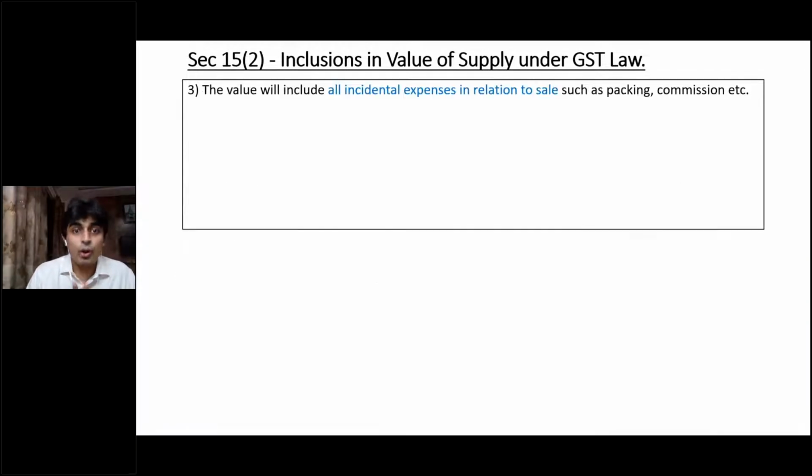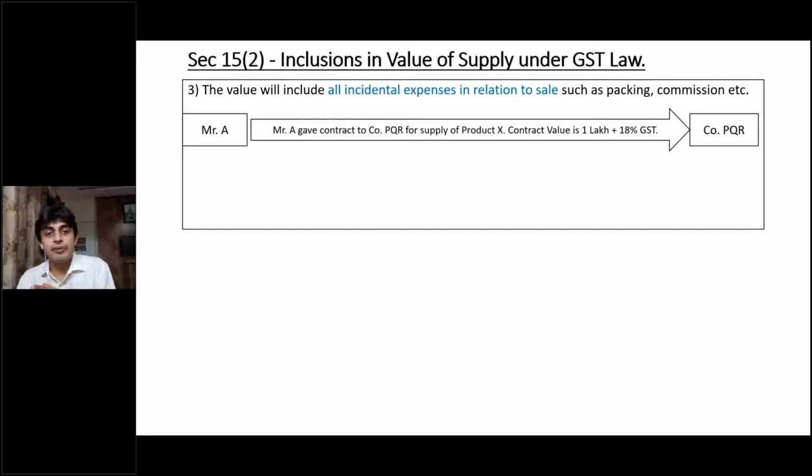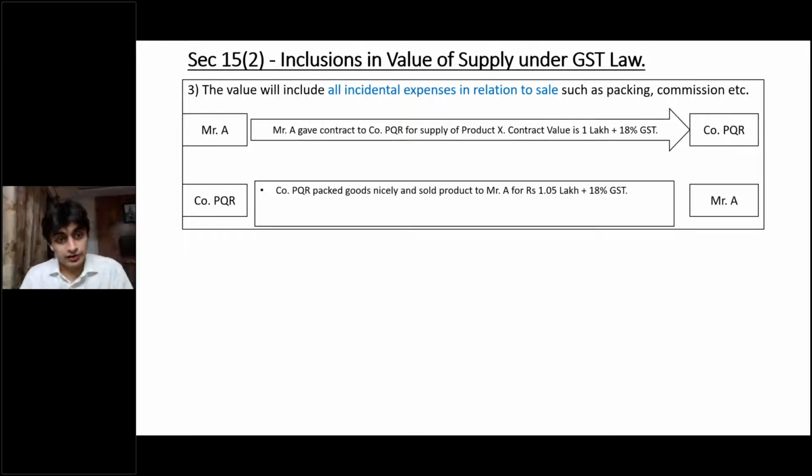The value will include all the incidental expense in relation to sales, such as packing, commission, insurance, कोई भी additional expense हो, that shall also get included. See this. Mr. A gave contract to company PQR for supply of product X. Contract value was how much? 1 lakh plus 18% GST. Company PQR packed the goods nicely. Chalo, agreed. I will give you product of 1 lakh. I'm ready to give. But I have packed the goods very nicely. That's why I'm also recovering packing charges.